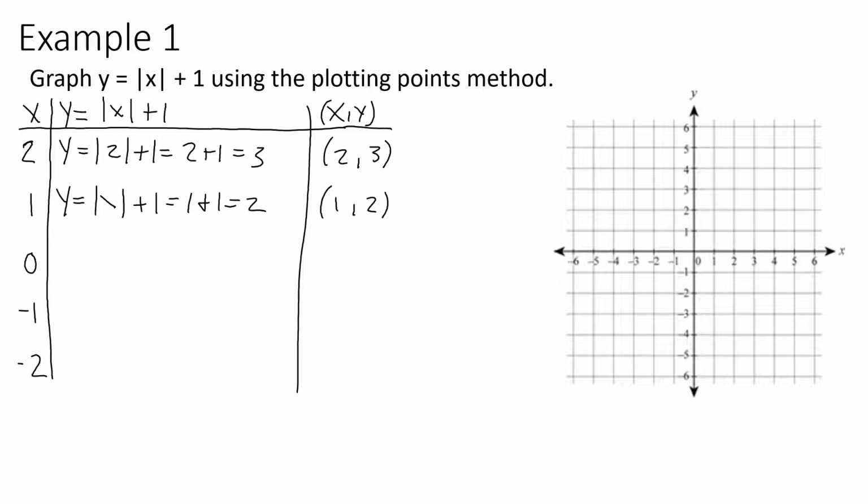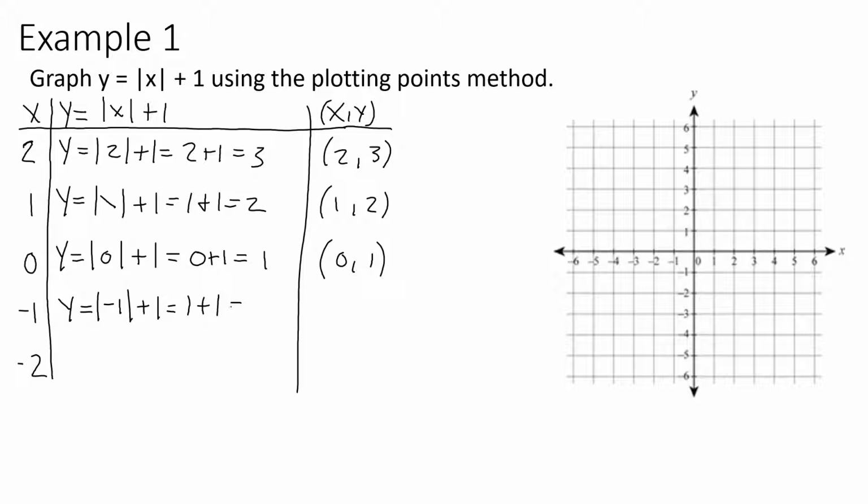Same thing now for when x equals 0. When x is 0, then y equals the absolute value of 0 plus 1. The absolute value of 0 is just 0, so that gives me 0 plus 1, which is 1. That generates the ordered pair 0, 1. Same thing for when x equals -1. When x equals -1, y equals the absolute value of -1 plus 1, which is 1 plus 1, which is 2. So when x equals -1, y equals 2.